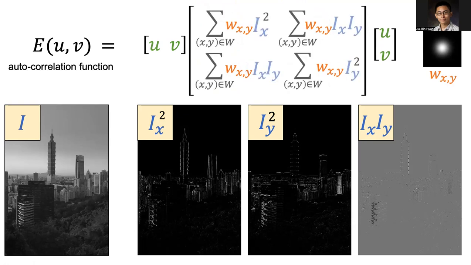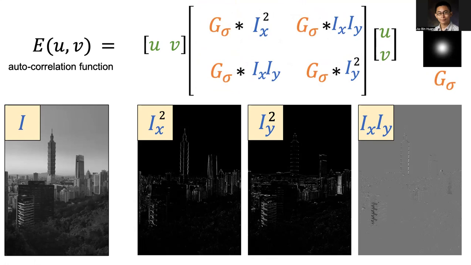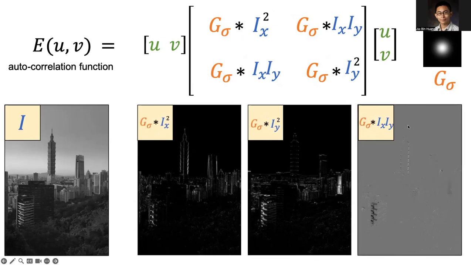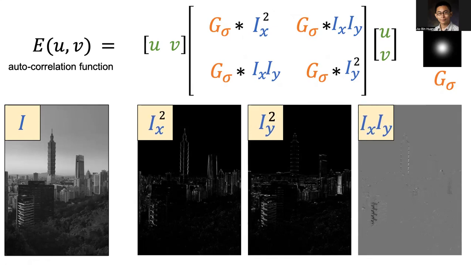Essentially you're taking this and then you blur it. It corresponds to applying a Gaussian filter on top of this Ix square, Iy square, and IxIy. So now you see that I blur this input, and if I blur it, it gets something like this. It's not that obvious, but you get the idea.